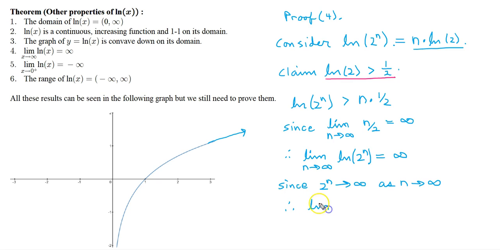limit as x goes to infinity of the natural log of x is infinity, like that. So once again, we have that the limit as n goes to infinity of the natural log of 2 to the n is infinity. And we know that 2 to the nth power goes to infinity as n goes to infinity. Therefore, just replacing the 2 to the n with an x, we have that the limit as x goes to infinity of the natural log of x must be infinity as well. And that concludes the proof of part 4.